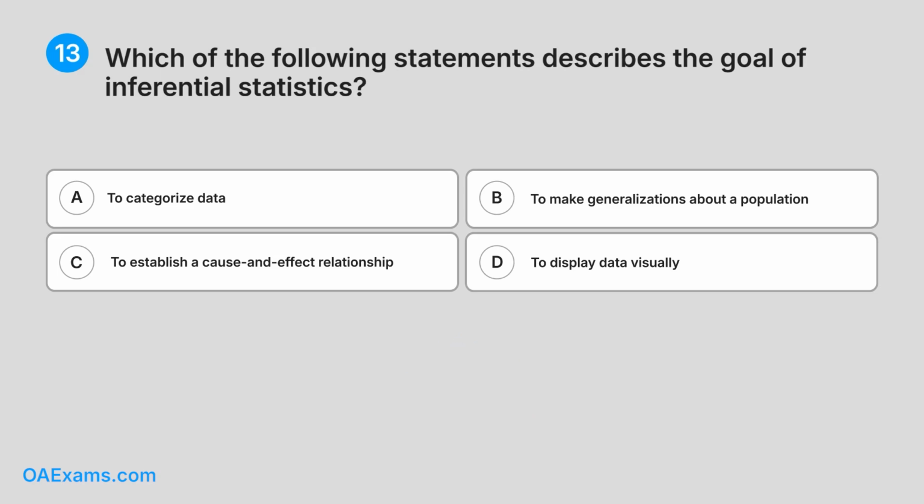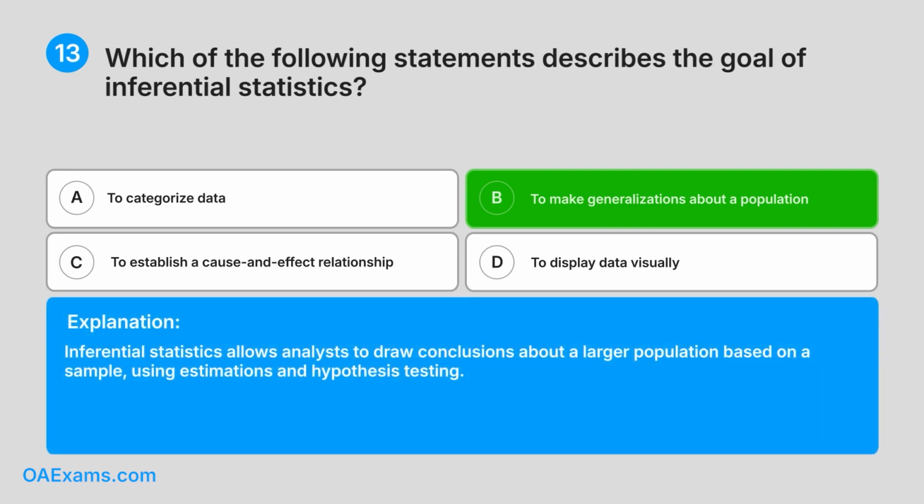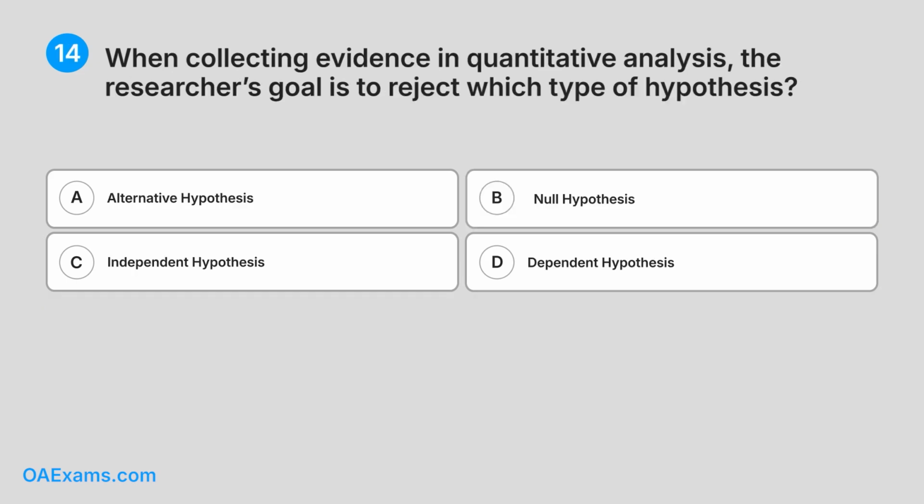Correct answer. B. To make generalizations about a population. Explanation. Inferential statistics allows analysts to draw conclusions about a larger population based on a sample, using estimations and hypothesis testing. 14. When collecting evidence in quantitative analysis, the researcher's goal is to reject which type of hypothesis?